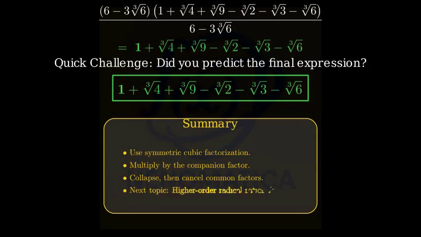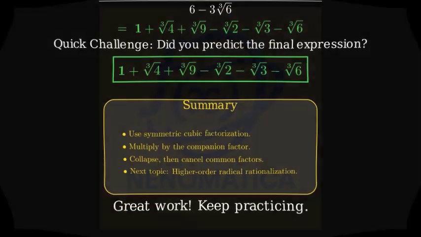Summary. We used the symmetric cubic factorization. Then we multiplied by the companion factor, collapsed the denominator to 6 minus 3 cube root of 6, and canceled the common factor to finish. Practice this identity on similar problems and try constructing your own companion factors. Thanks for learning with me today.